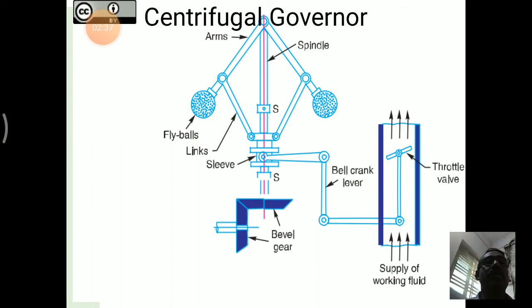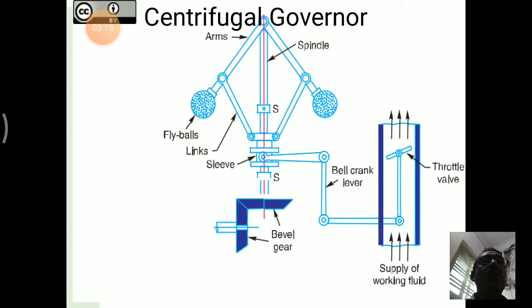Now how it works: when the load on the engine increases, the speed of the engine decreases, and hence the speed of the centrifugal governor decreases, as it is directly connected to the engine shaft by means of bevel gears. So as the speed of the centrifugal governor decreases, the fly ball moves in downward or inward direction, and the sleeve moves in downward direction.